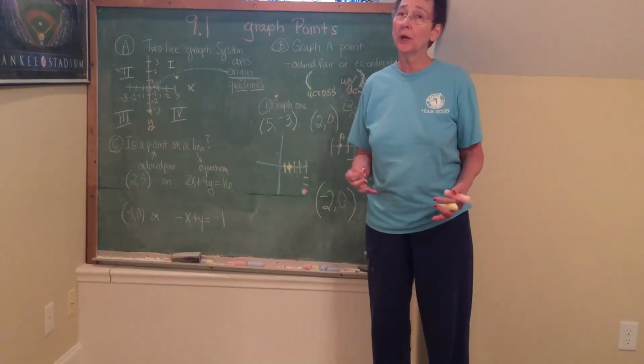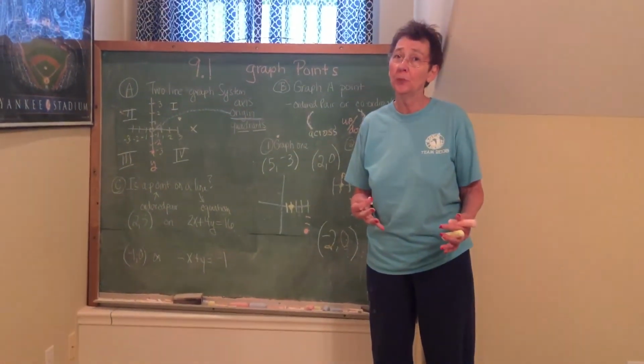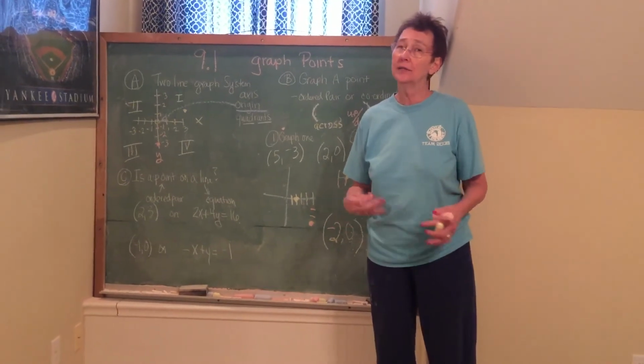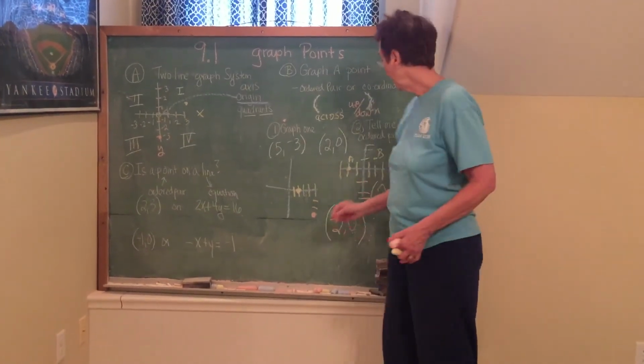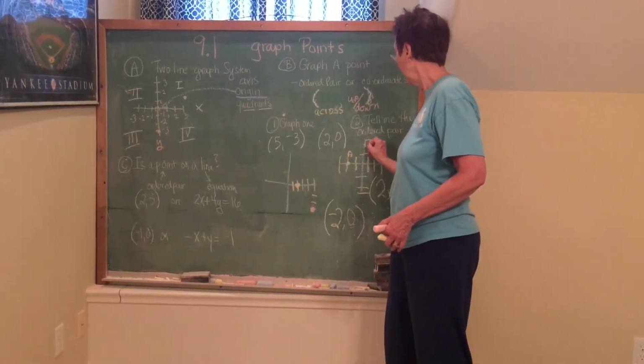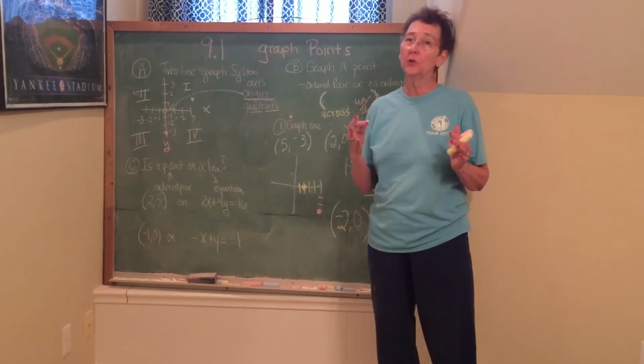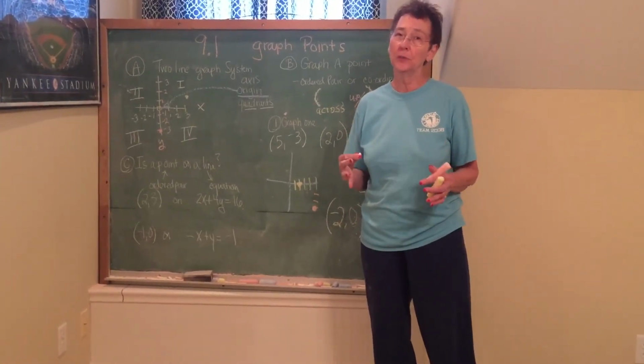Now, it's called an ordered pair on purpose. It matters which one you put first. 2, 1 is not the same as 1, 2. 1, 2 means you go over 1 and up 2. So make sure that you have the ordered pair in the right order or you'll miss it.